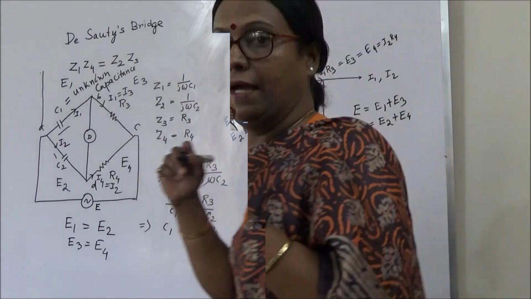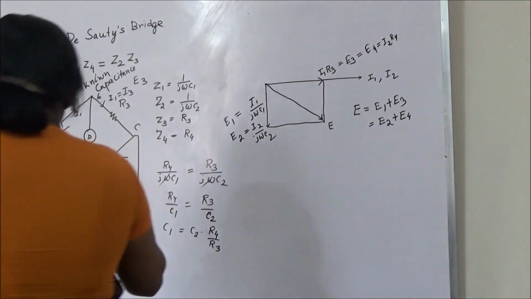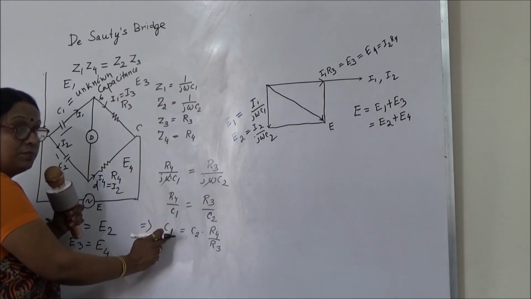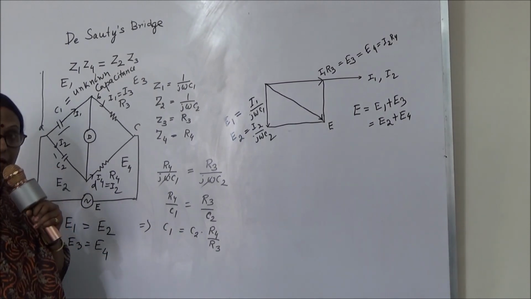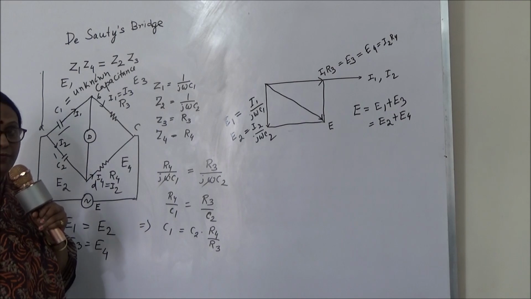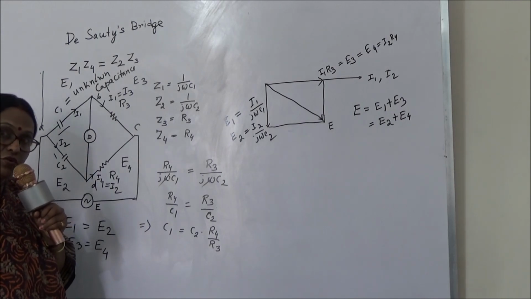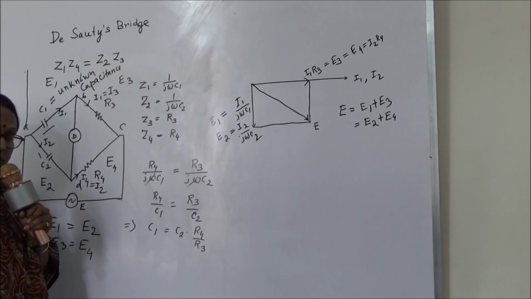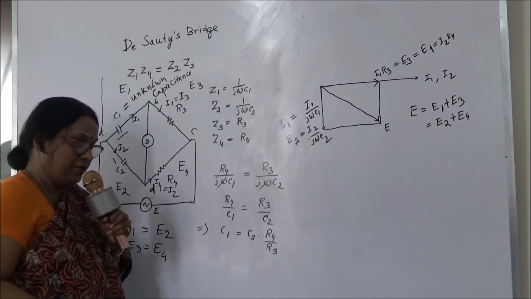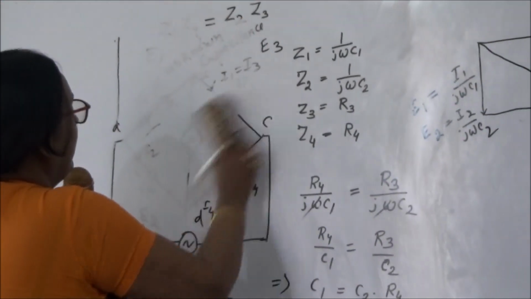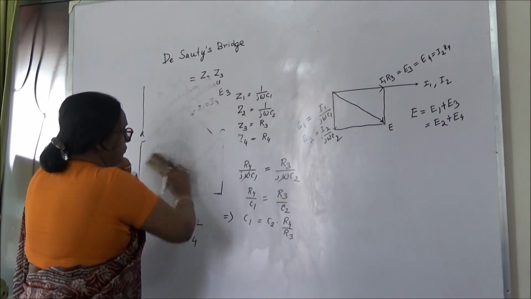Now remember that in Sauty bridge the capacitor used must be a lossless capacitor. If there are some losses, then we have to modify the de Sauty bridge. So how to modify the de Sauty bridge? This bridge is called modified de Sauty bridge. So I will draw the modified de Sauty bridge.